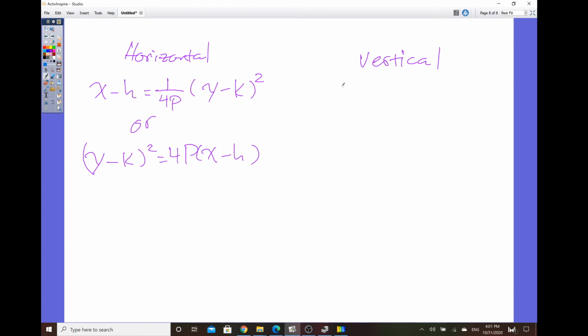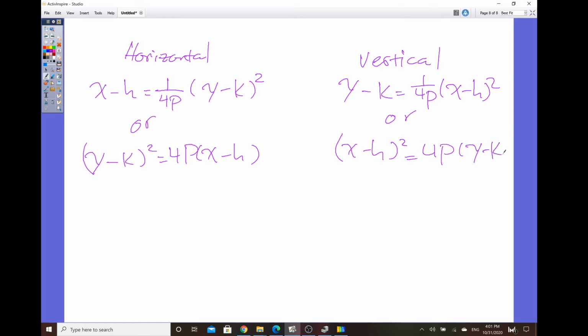And for the vertical, it can also be written like this. y minus k equals 1 over 4p, and then x minus h quantity squared. Or it can be written as x minus h quantity squared equals 4p times y minus k. It's the same thing.